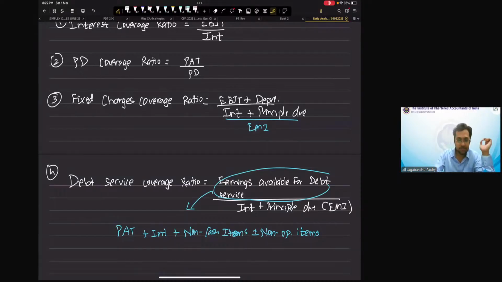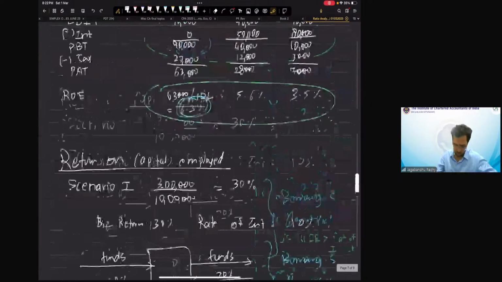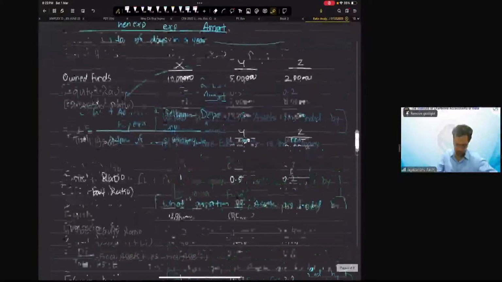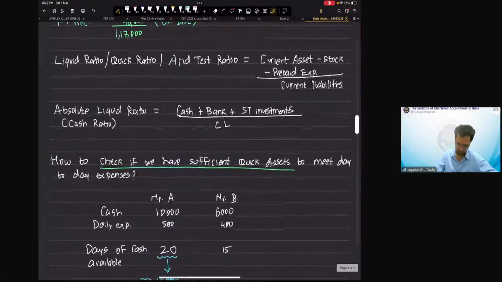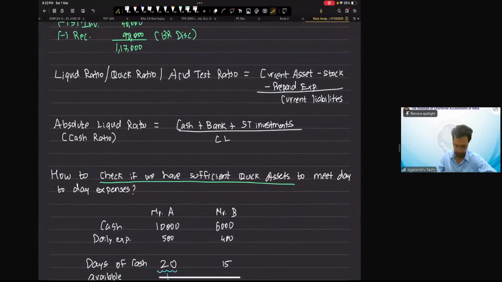Any queries, guys? Yes, Bhumika. So our liquid ratio and cash ratio are the same? Liquid ratio and cash ratio, no. Absolute liquid ratio and cash ratio are the same. But liquid ratio states current assets minus stock and prepaid assets. In that formula, current assets remaining are cash, bank, and short-term investments. Receivables are also remaining, right? We have not subtracted the debtors balance.